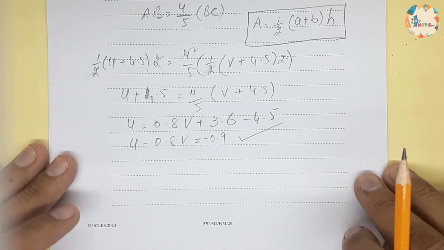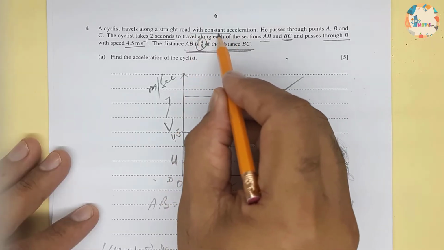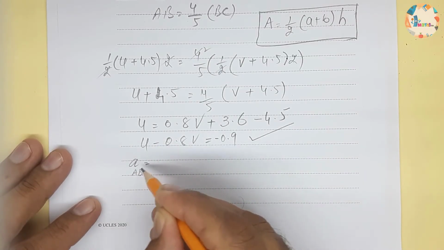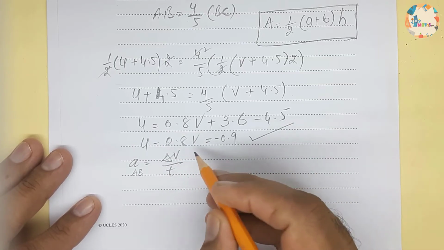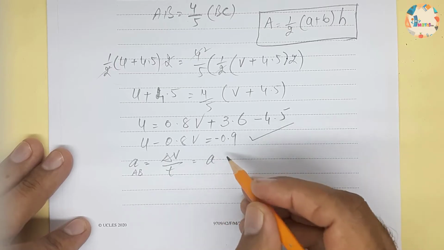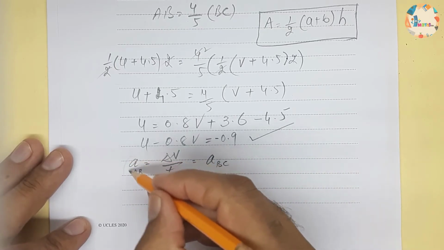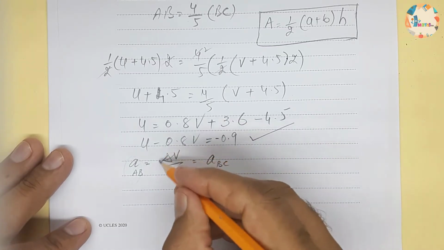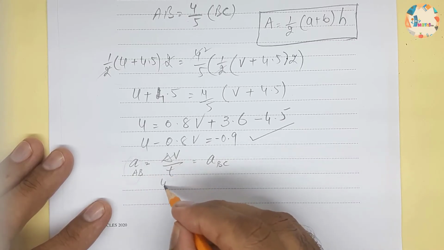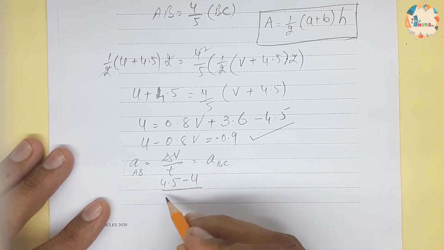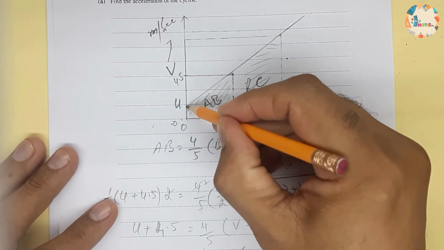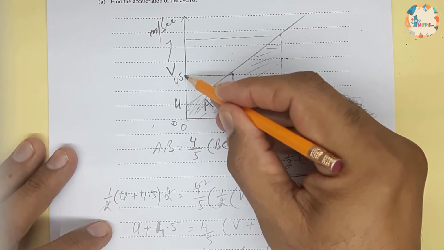It is provided that acceleration is constant. In the question they have provided the constant acceleration. So we can write acceleration from A to B will be equal to acceleration from B to C. We know that acceleration is change of velocity over time. So the change of velocity over time in case of A to B is 4.5 minus u over 2 minus 0. So this one we have taken from here. The change of velocity is happening from u to 4.5. This is the final velocity for this portion.